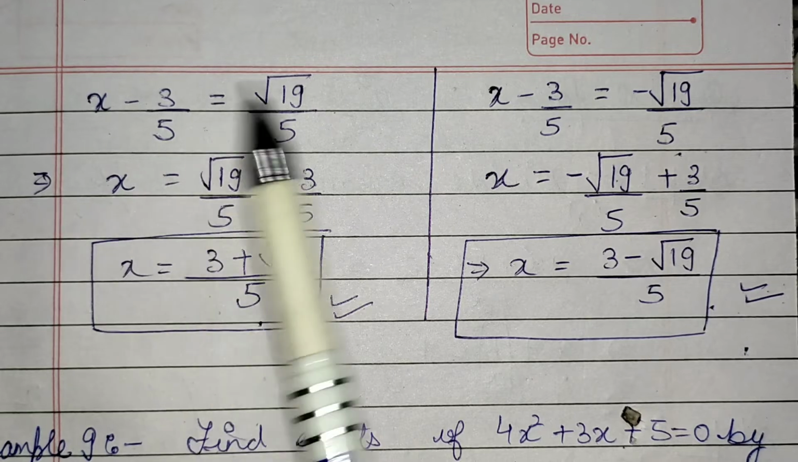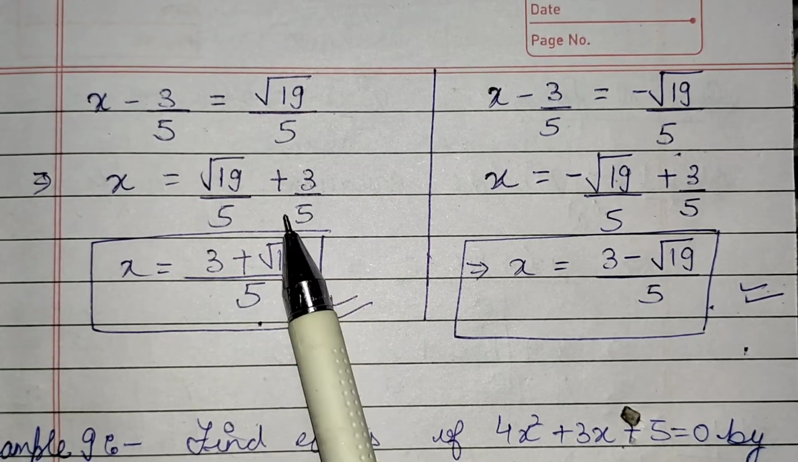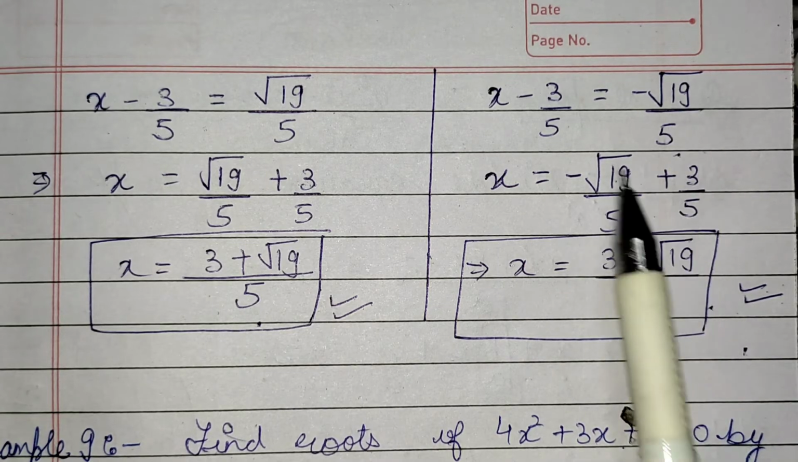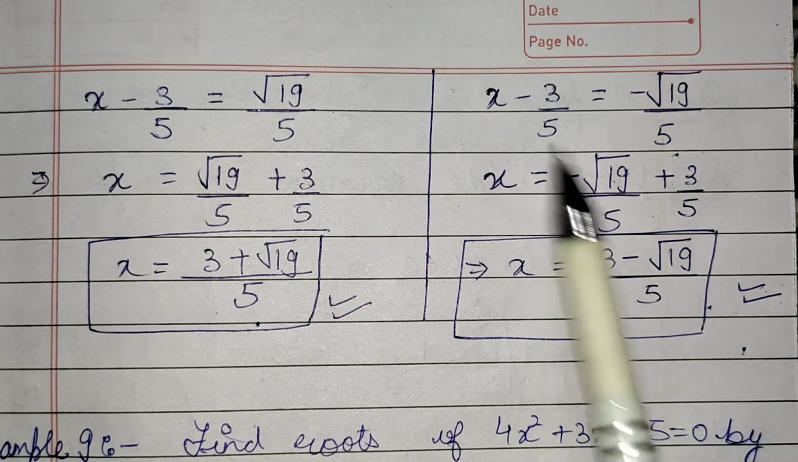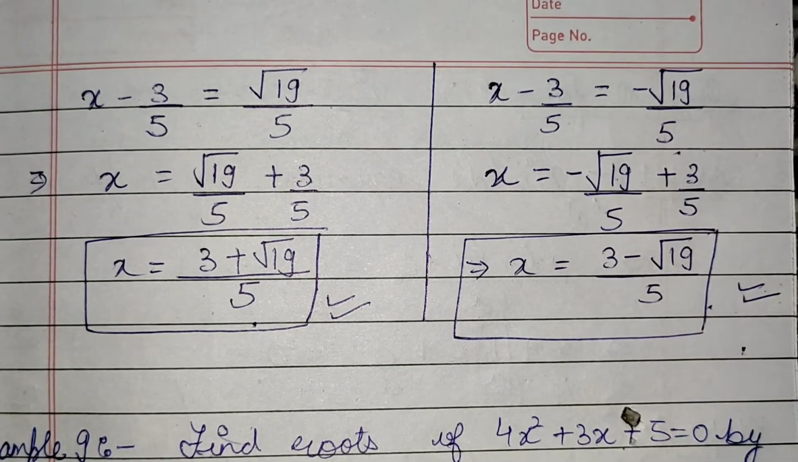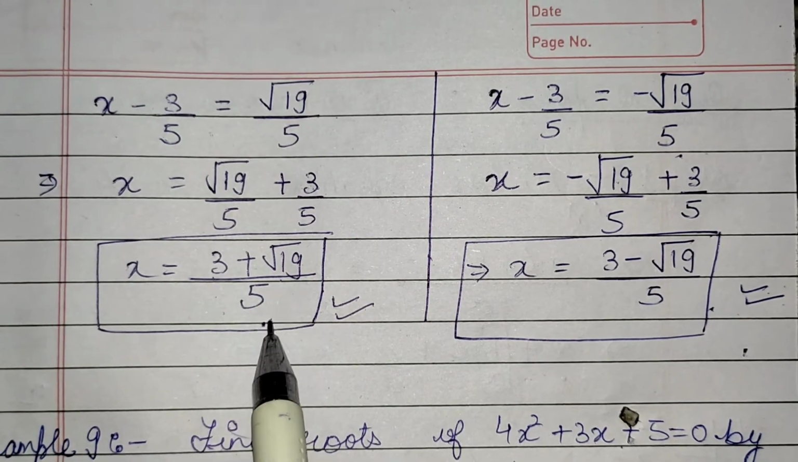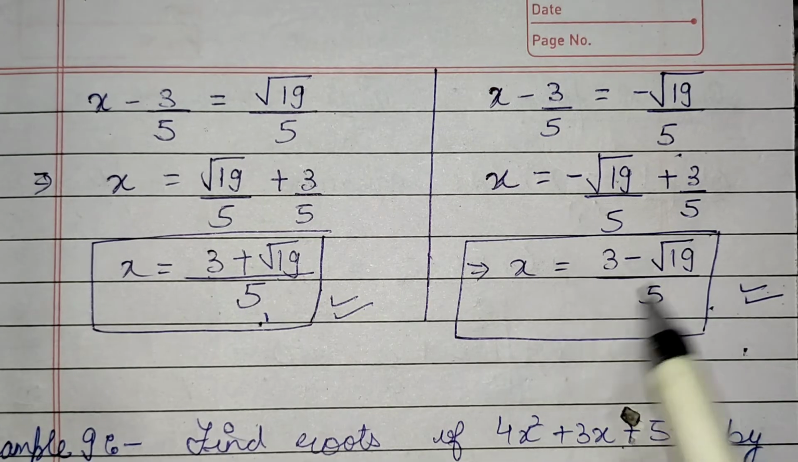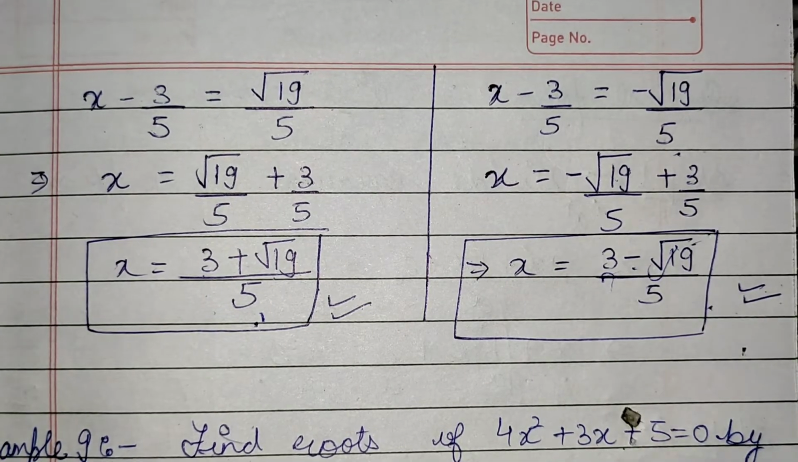So x will come out to be root 19 by 5 plus 3 by 5, and here x will come out to be minus root 19 by 5 plus 3 by 5. When 3 by 5 goes to the right hand side, it becomes positive. So after taking the LCM, you will get x equal to 3 plus root 19 by 5, and here x will be equal to 3 minus root 19 by 5.